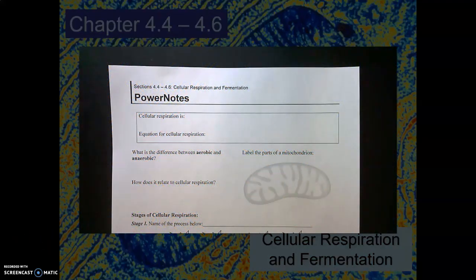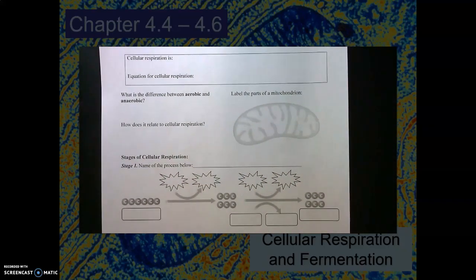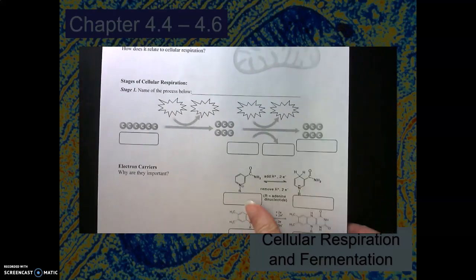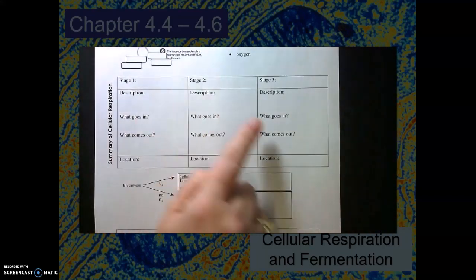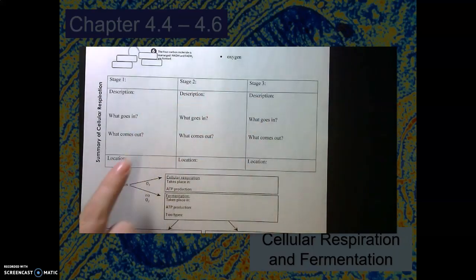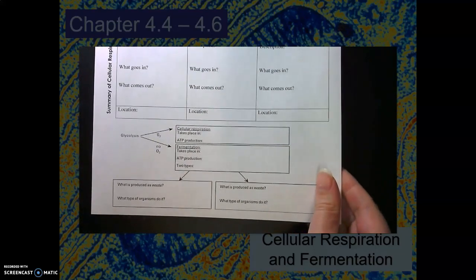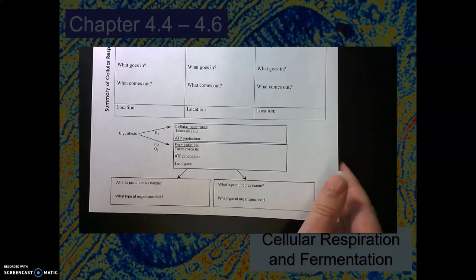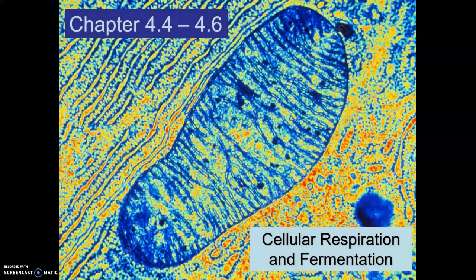The Power Notes sheet for this section looks like this. You have some diagrams as usual to label. And then also importantly on the back is a summary chart that I will encourage you to fill in after we discuss respiration. And then at the very end, you'll see information about fermentation. So if you don't have this printed out yet, I encourage you to pause the video, go get your Power Notes sheet, and then return.